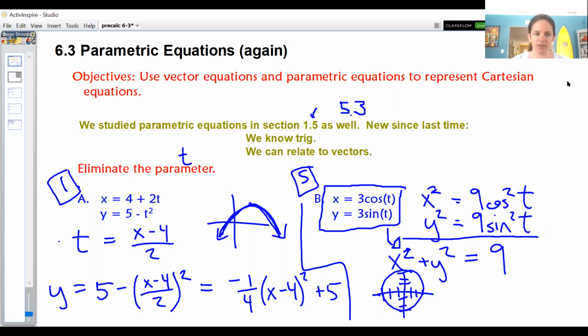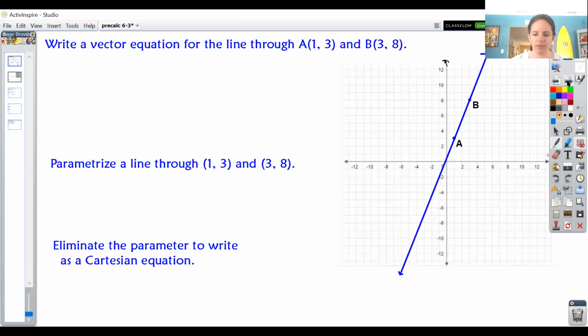The majority of this section, though, is going to be writing vector equations and then parametric equations and going back and forth between them and parametrizing a line or a line segment. So we're going to do just one example, but one pretty thorough example of this.